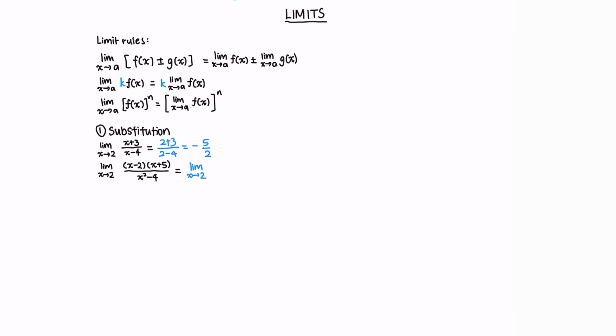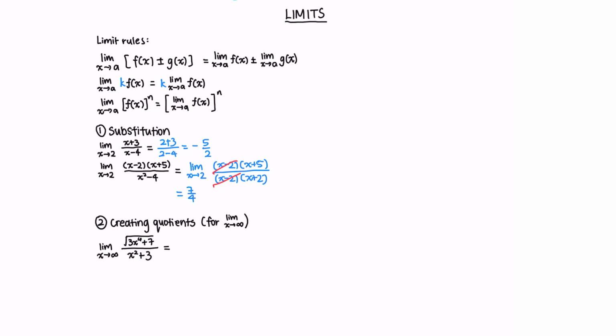I take the limit as x approaches 2 of (x minus 2)(x plus 5) over, and then this is a difference of two squares, (x minus 2)(x plus 2). And you can see over here, I can just cancel out the x minus 2. So this simply becomes the limit as x approaches 2 of (x plus 5) over (x plus 2), which if we just substitute in, we get 7 over 4. On to the next method.